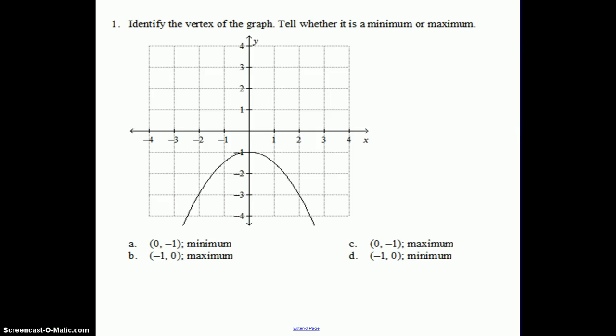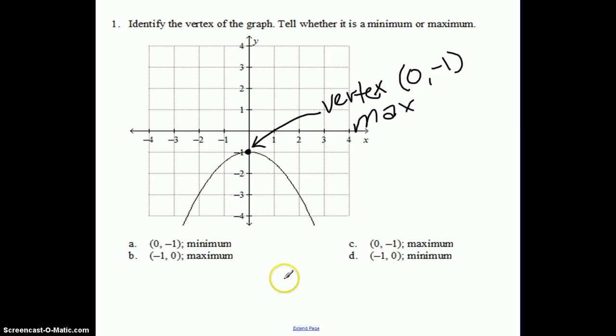On number 1, it says identify the vertex of the graph and tell whether it's a minimum or a maximum. So by looking at this, I can see this part right here is going to be the top of this quadratic graph, which means that first of all, this point right here is the vertex. That vertex point, its ordered pair would be (0, -1). And because it's kind of the top of our heap here, it's also going to be a maximum. So that means that down here, C is going to be my answer. Let's look at our next one.